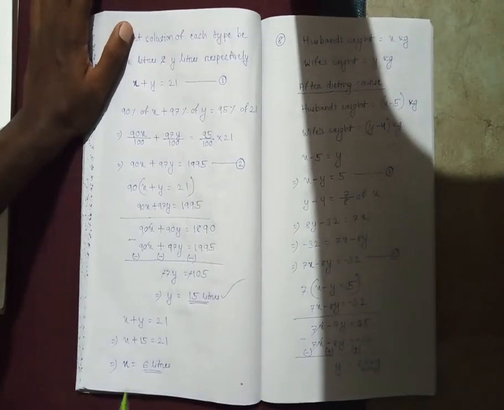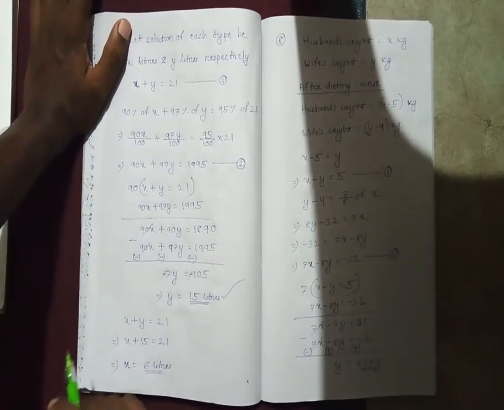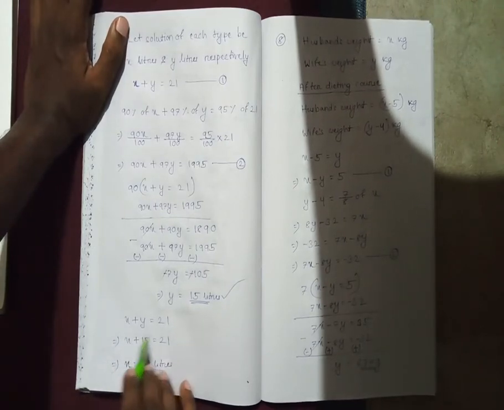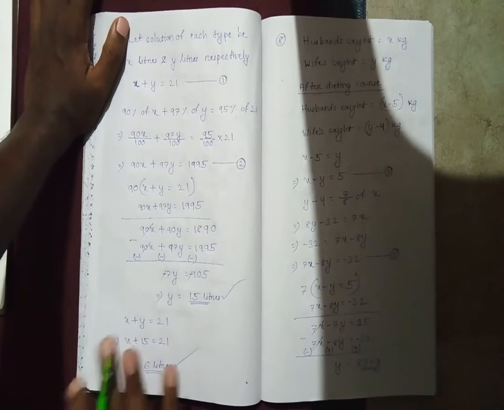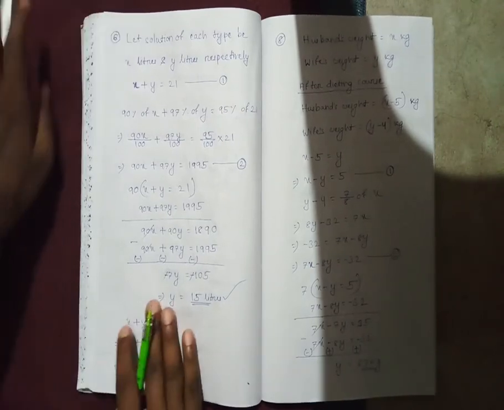Now let us go for x. We can easily get it from the first equation. x plus y is equal to 21. So x plus 15 is equal to 21. x is equal to 21 minus 15, that is equal to 6 liters. So this is the answer.